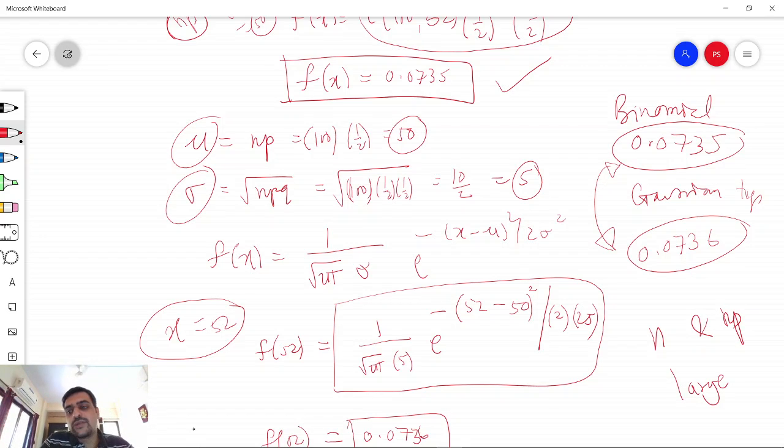This is how we approximate a binomial distribution by a Gaussian distribution.